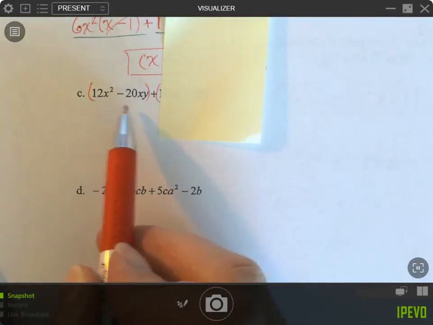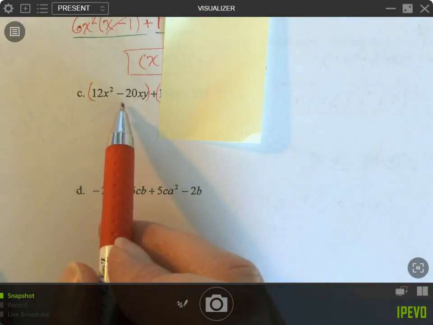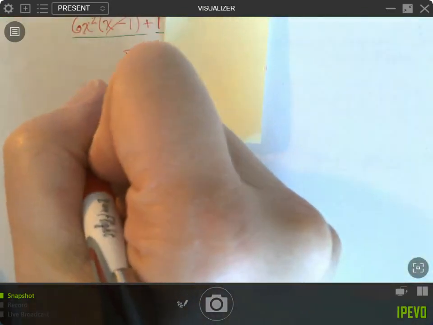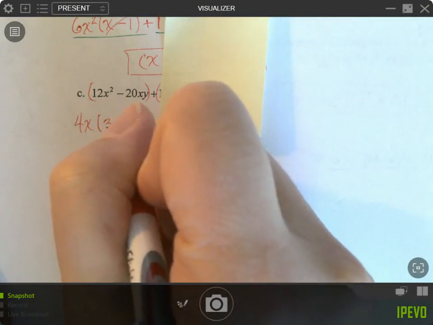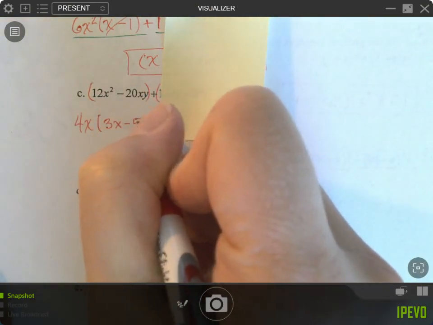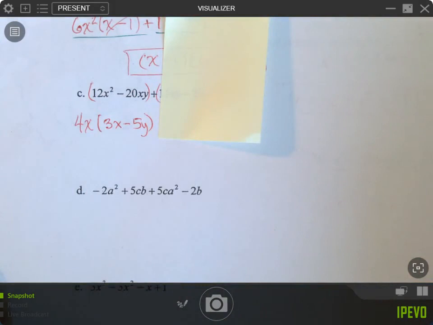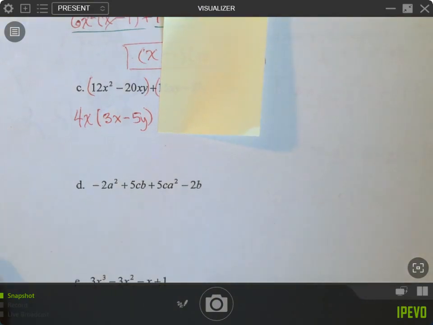And what's the GCF of just these two? I actually said 4, right? Anything else with the 4? A 4x. All right. What's left? 3x minus 5y. Okay with that? So we're doing 2 very small GCF problems that come together to make a big problem.